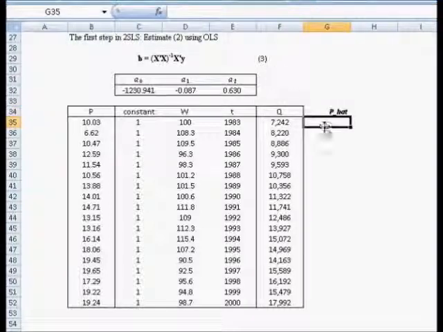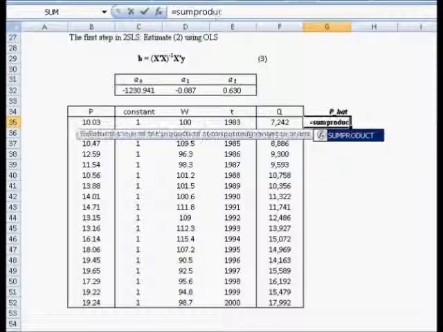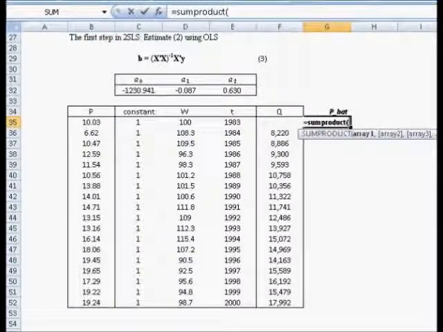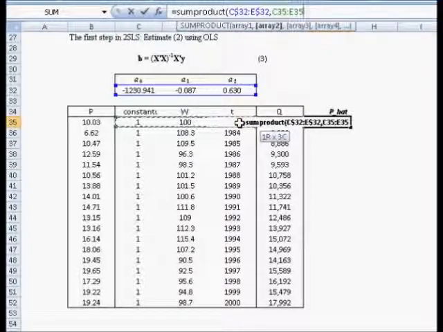And to compute P hat, we're going to rely on the SUMPRODUCT function in Excel. So you type equal SUMPRODUCT, open parenthesis. I'm going to highlight this array, but I'm going to put dollar signs between the C and 32 to hold them constant. And then I'm going to hit a comma, and I'm going to highlight this first row of observations.